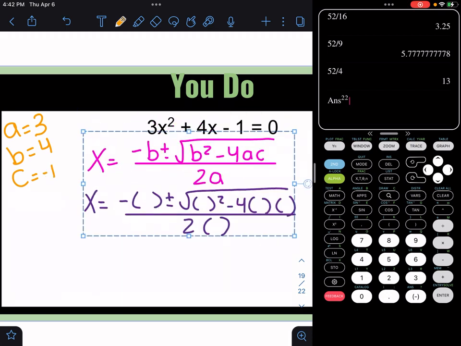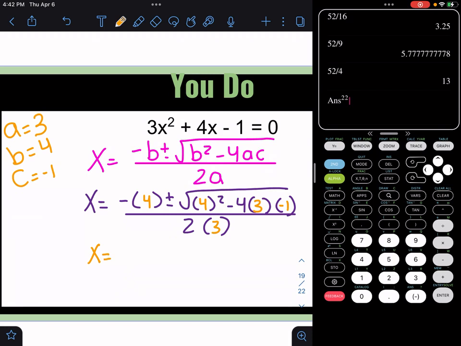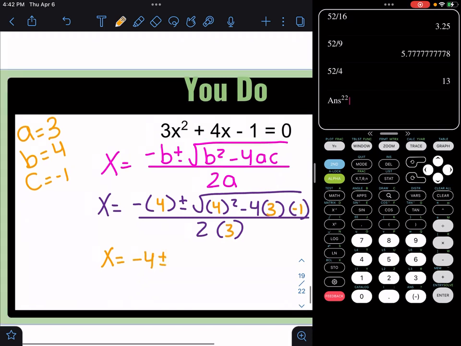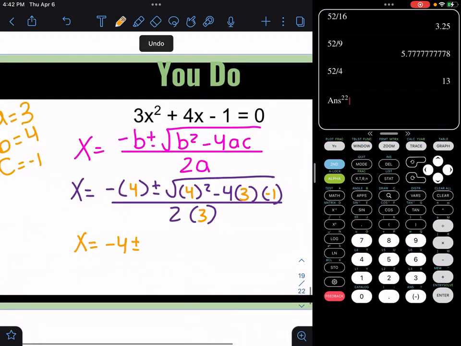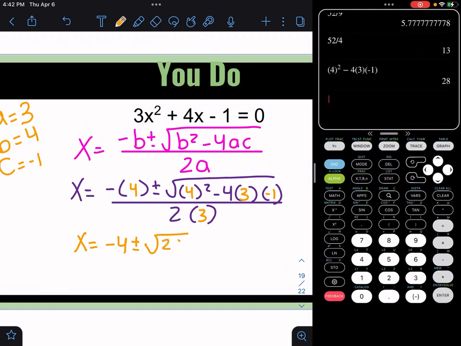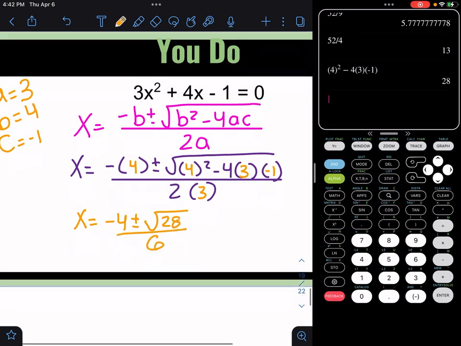Again, this is my formula. Alright, so negative B is negative 4, plus or minus the square root of B squared, which is 4 squared, minus 4, A is 3, C is negative 1, all over 2A, which is 6. So x is equal to negative 4, plus or minus. Let's do just the part under the square root, the discriminant part right now. So 4 squared minus 4 times 3 times negative 1. That gives me 28 all over 6.